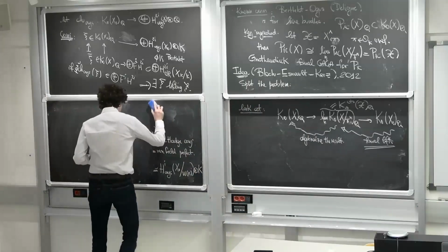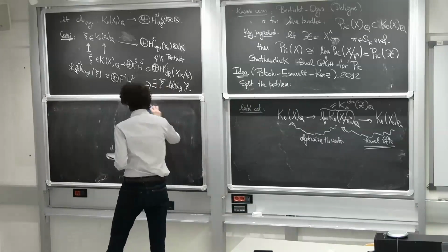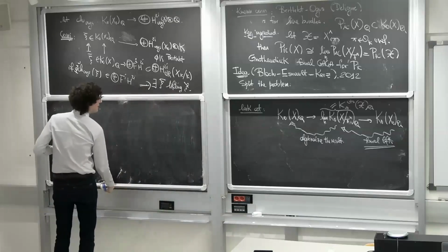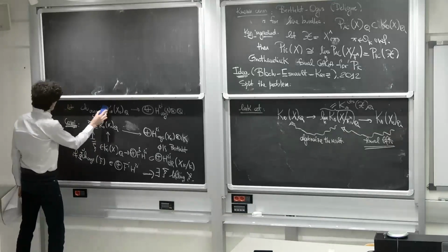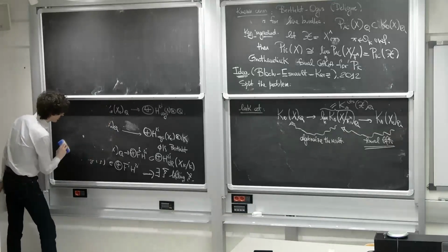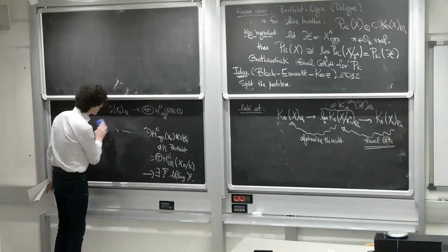Okay. Maybe while I erase, let me add that. Okay. So I told you something about the characteristic zero situation, so that would be the variational Hodge conjecture. I told you something about the mixed characteristic situation, the p-adic variational Hodge conjecture.